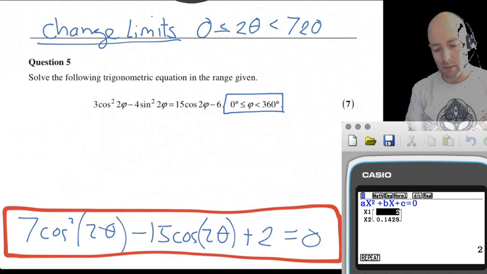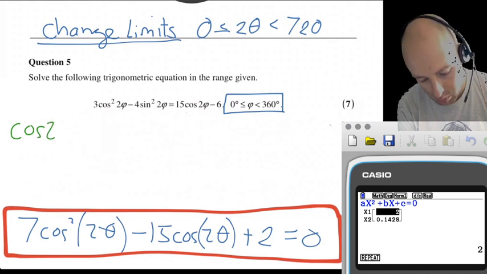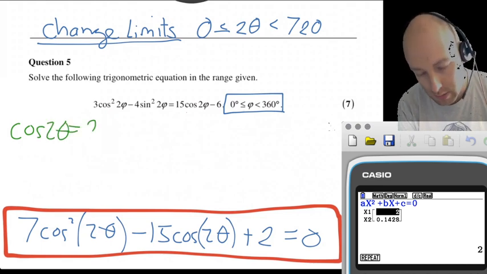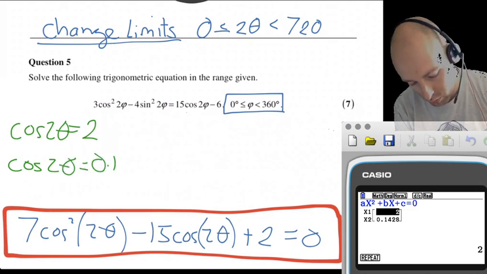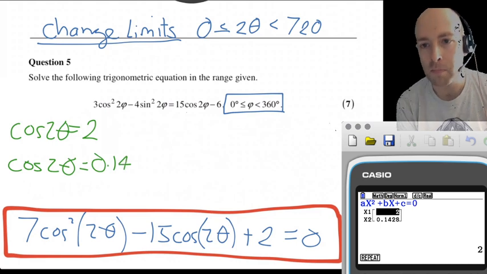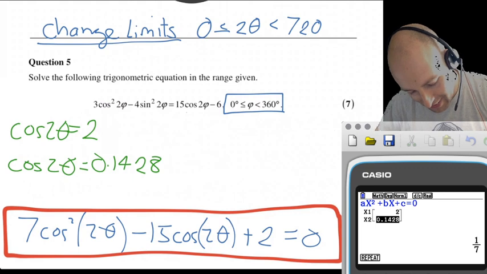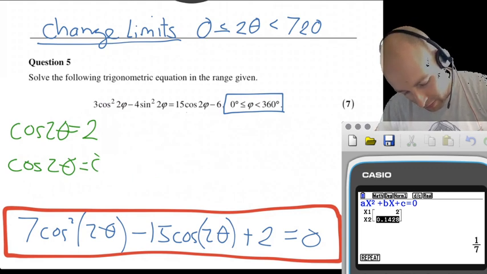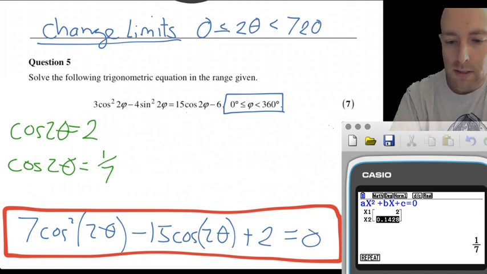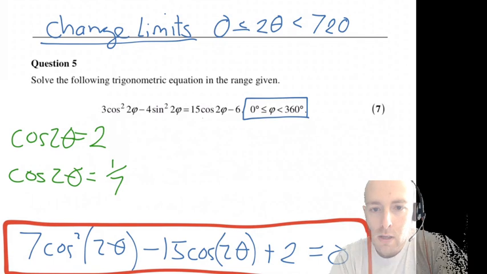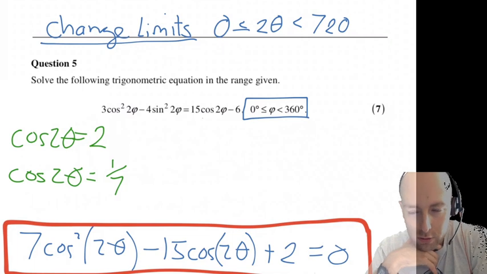So we get our outcomes here. We get cos 2 theta equals 2, or we get cos 2 theta equals 0.14258, or 1/7. 1/7 is a bit nicer than that. Let's write 7th instead, which you could factorize as well if you got exact answers. All right, let's get rid of the calculator for a sec. So we got two of our solutions.